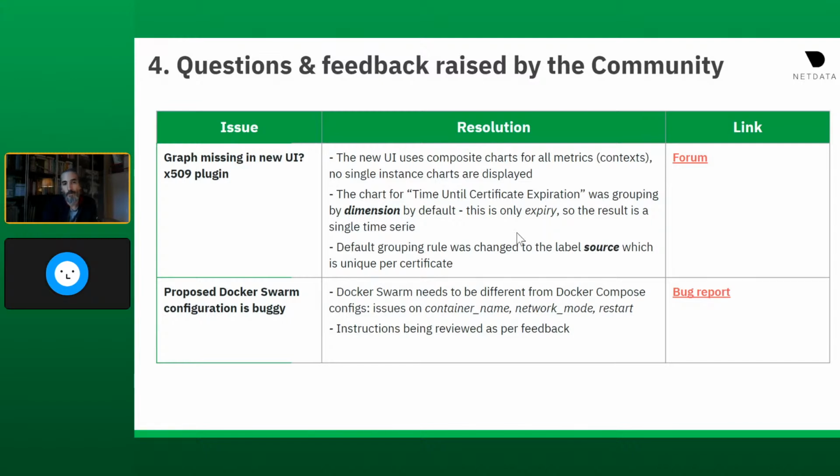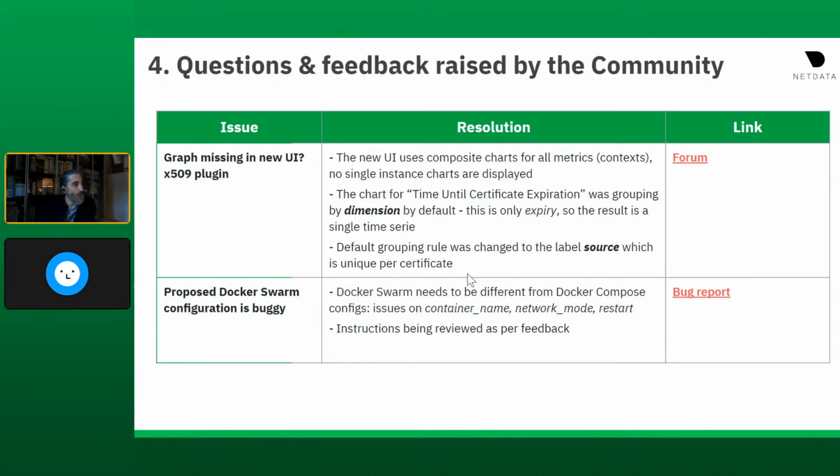So the way we did to change this and to have a better visualization by default is to change the default grouping rule. Instead of being by dimension, which is, as we said, the same across all the instances inside that context, if we group them by source, you start having the chart by default showing each unique certificate. So it's a default setting that, with the feedback we get from the community, we can be tweaking and changing to make the best experience out of the box for you.